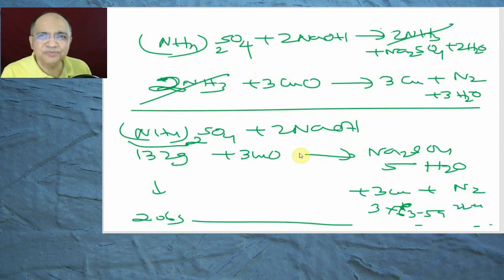I think that will require more time. This will require less time. You try for yourself. Then establish: 1 mole gives 3 moles of copper, 1 mole of nitrogen. So 132 grams produce 3 into 63.5 grams and 22.4 liters. This is liters because it is asking in terms of volume. So 2.06 grams gives how much of copper, how many liters of nitrogen. So in one go, you can find out.